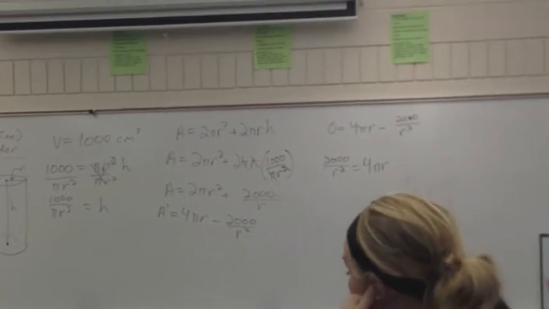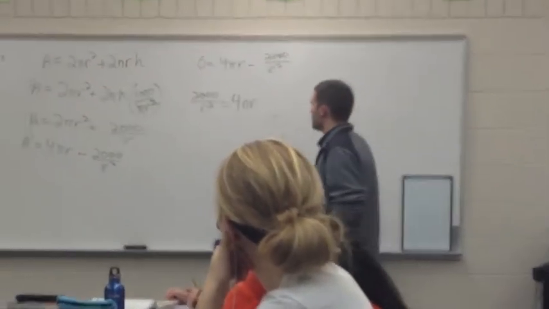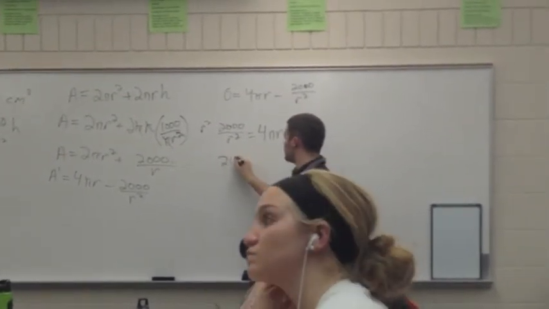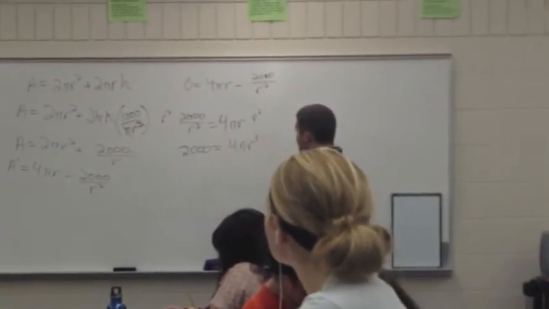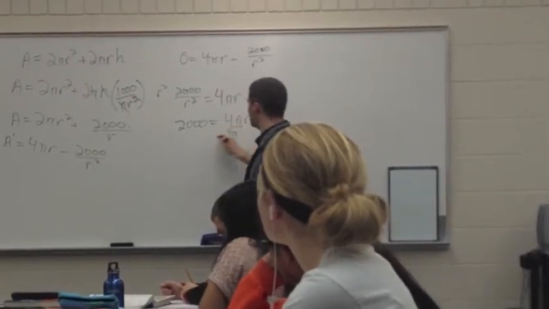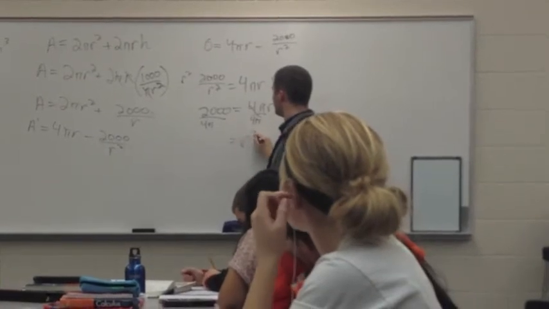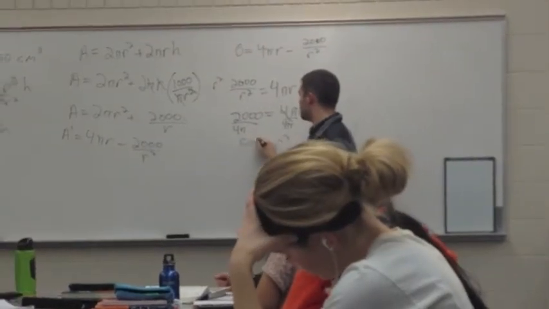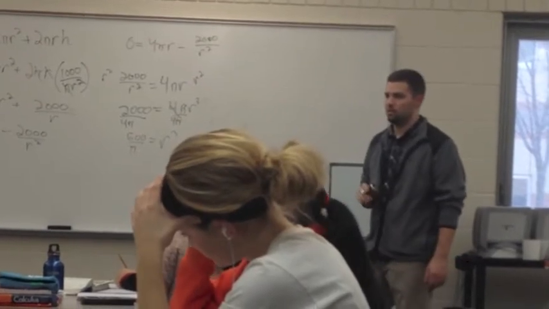And what do you want to do next to solve this thing for r? Multiply both sides by r squared. Okay, so I get 2,000 equals 4 pi r cubed. Divide by 4 pi. Okay, so I get r cubed equals 2,000 divided by 4 pi, which is 500 over pi. Am I going too fast? Okay.